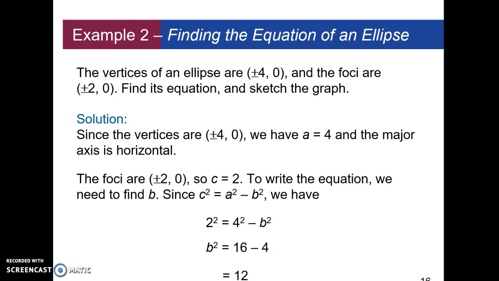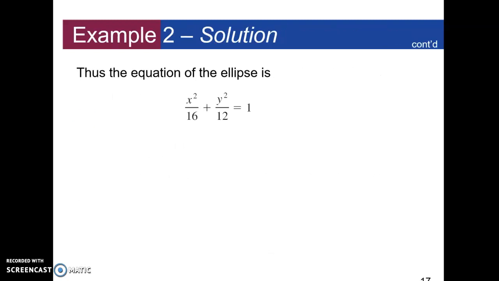We know the equation is x squared over a squared, when it's a wide ellipse, plus y squared over b squared equals 1. And we know a squared is 16 and b squared is 12. So our equation would be x squared over 16 plus y squared over 12 is equal to 1.